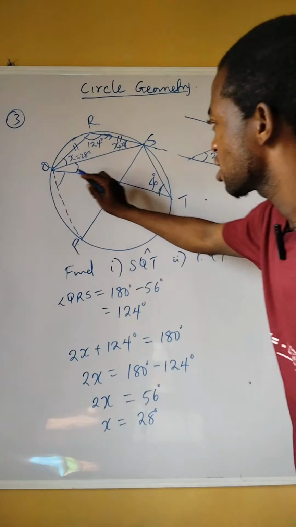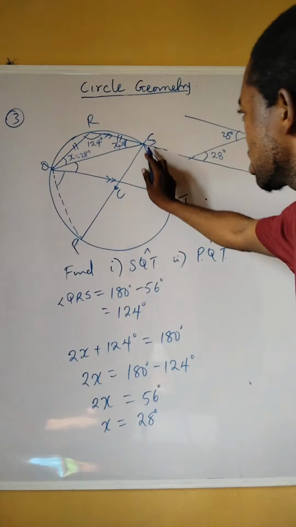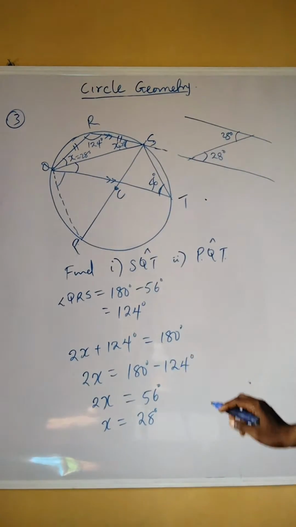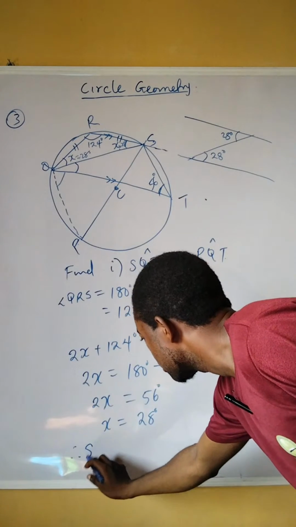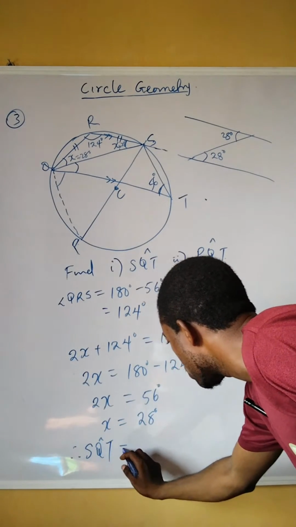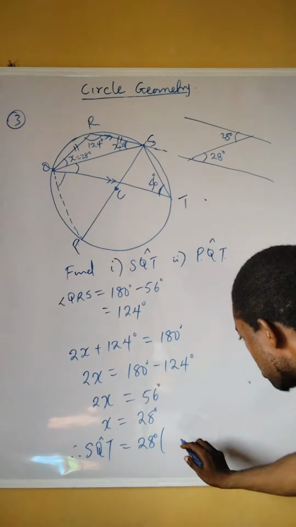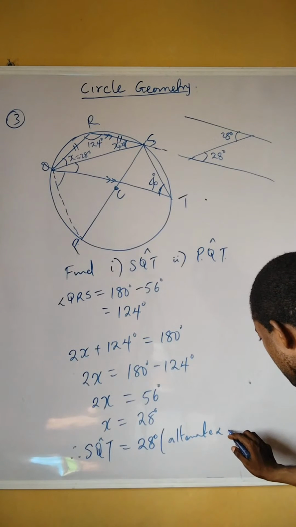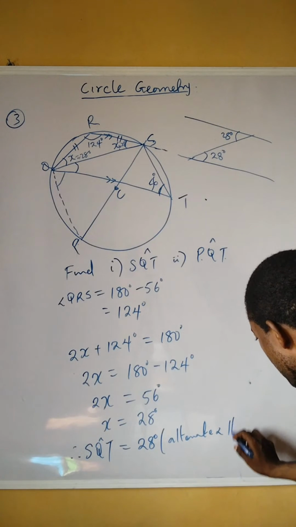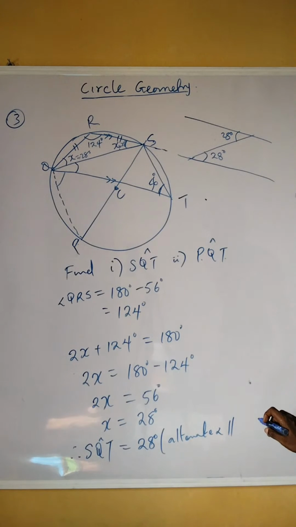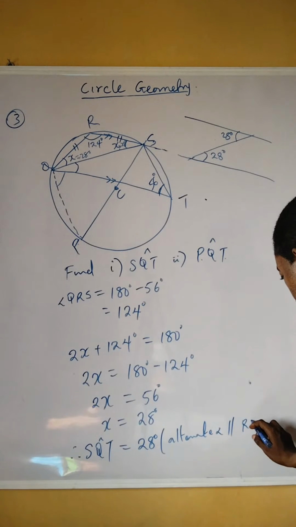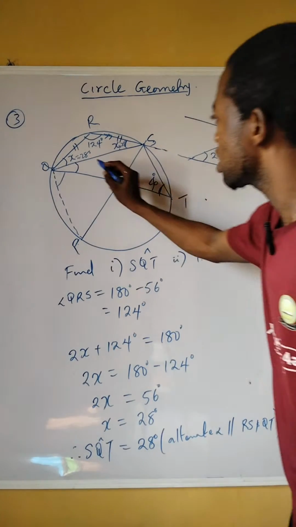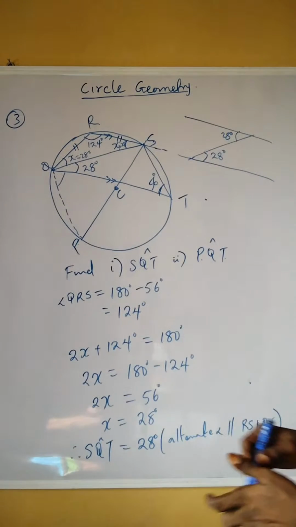So angle SQT that we are finding, I can say SQT will be equal to 28 degrees. Why? Because that's alternate angle between two parallel lines, RS and QT. So just to state the reason, this angle now is 28 degrees. That's alternate angle.